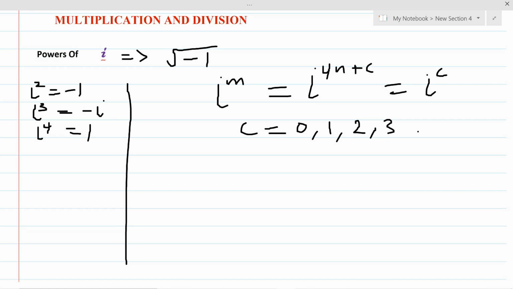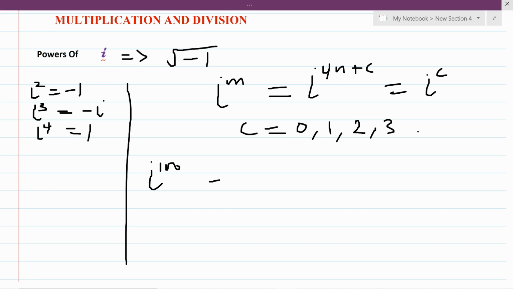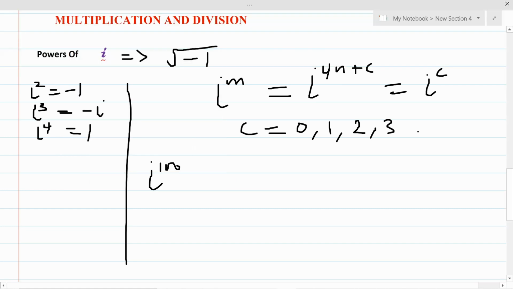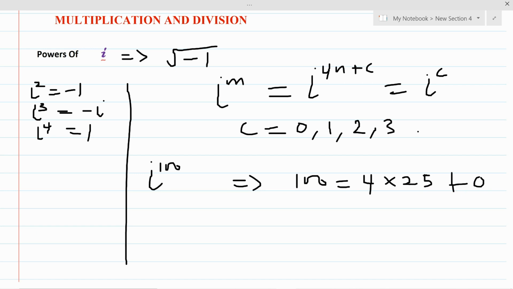Now let's take a practical example and see. Simplify i to the power 100. Okay, how do I simplify i to the power 100? Now i to the power 100, I know 100 can be written as 4 times 25. If you want, you can divide 100 by 4 and see if you can write that. So this implies that 100 is equal to 4 times 25 plus 0, because the remainder is 0; 4 times 25 is 100.